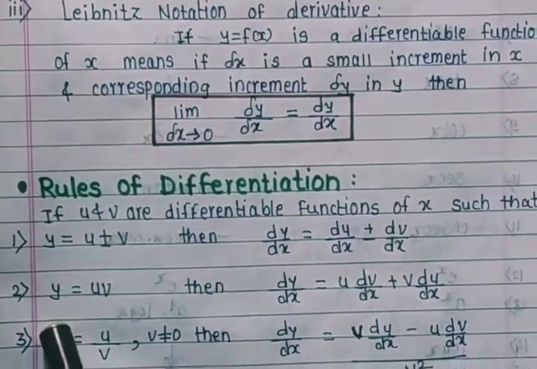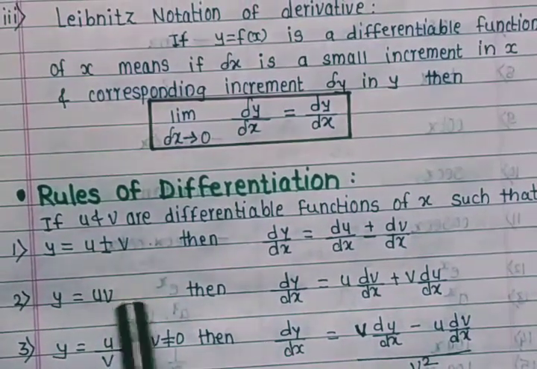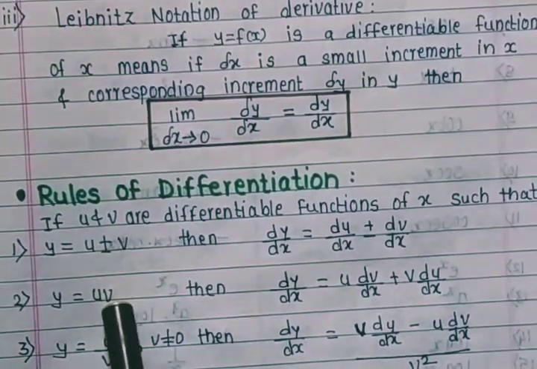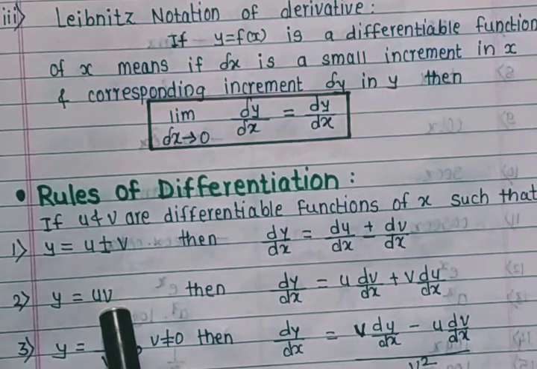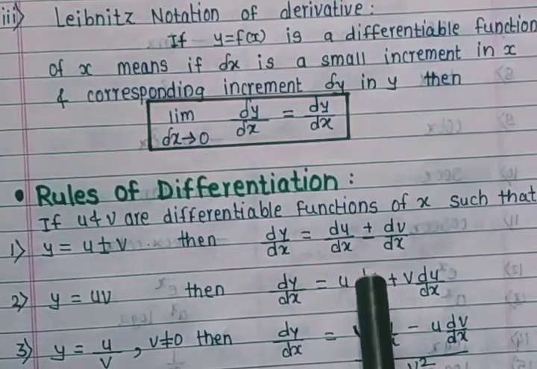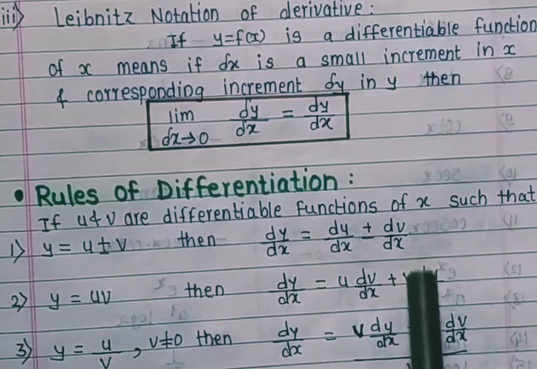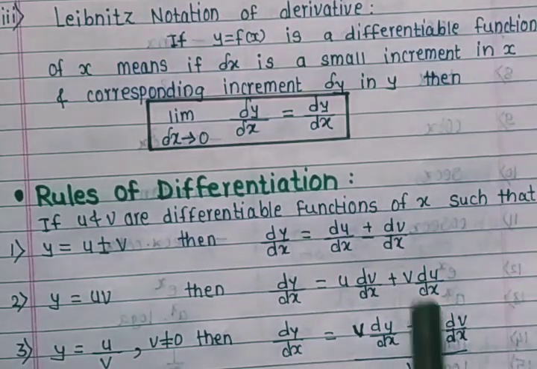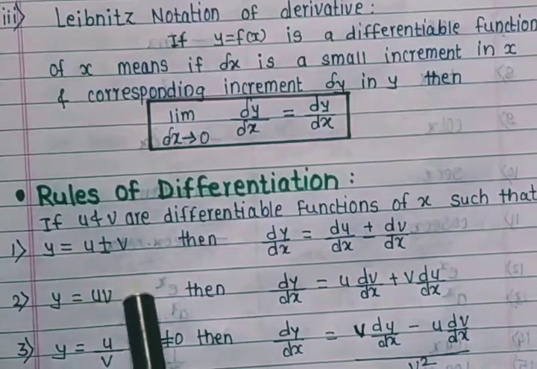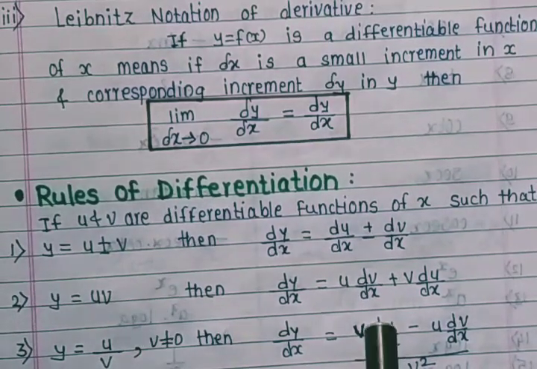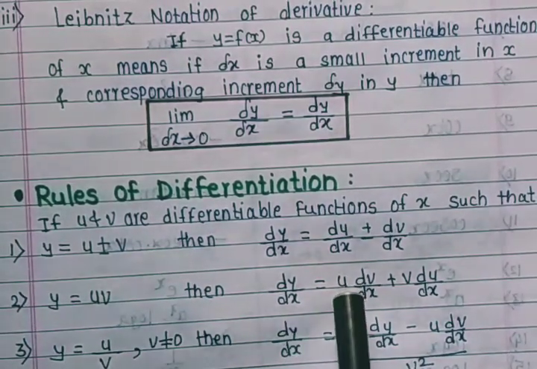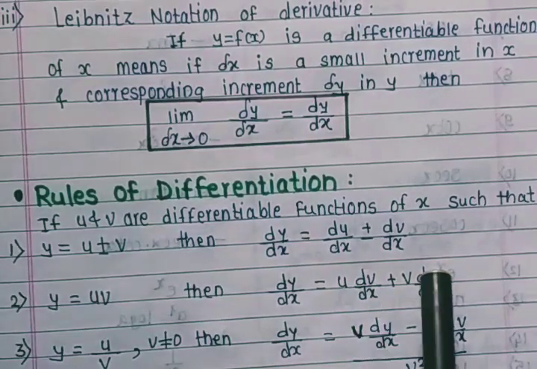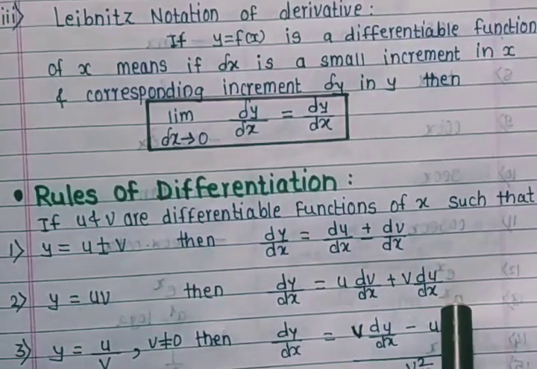The second rule is important here. If y is expressed as product of two functions, here u and v are also differentiable functions of x, then dy by dx equal to u into dv by dx plus v into du by dx. u आणि v च्या ऐवजी आपण फर्स्ट आणि सेकंड असं सिंपली लक्षात ठेवू शकतो. dy by dx equal to first as it is derivative of second plus second as it is derivative of first.